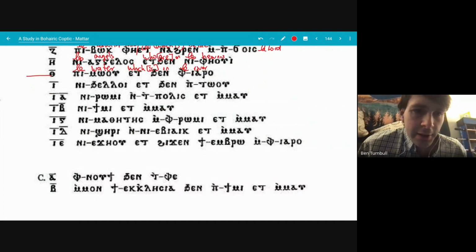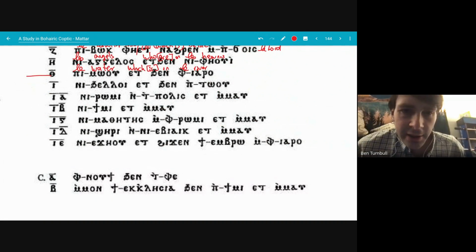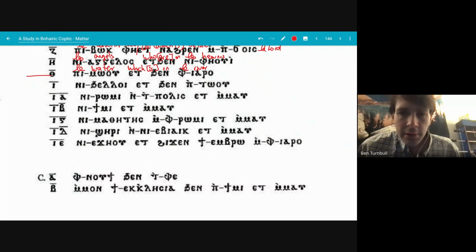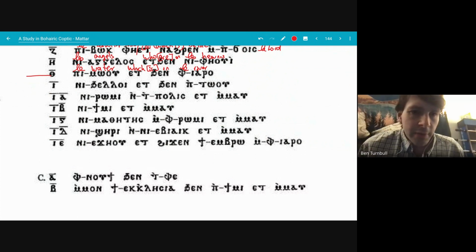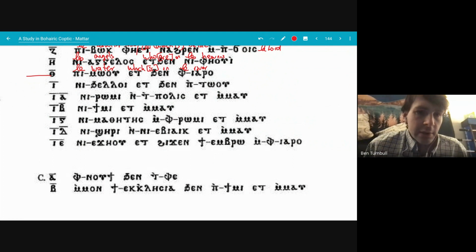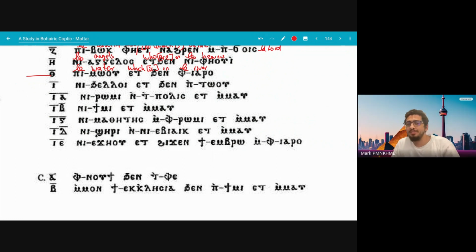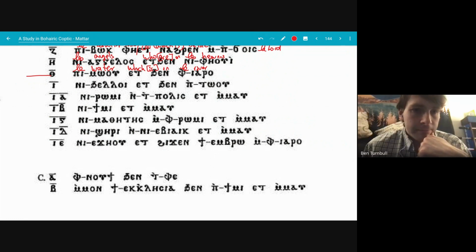Ni cheloi et hen eb tol or eb to'u. So cheloi sounds familiar, but I don't think it's a Greek word. It looks like it with the two lambdas, but not at all. Okay, all right. Well, it's something, some things that are plural.